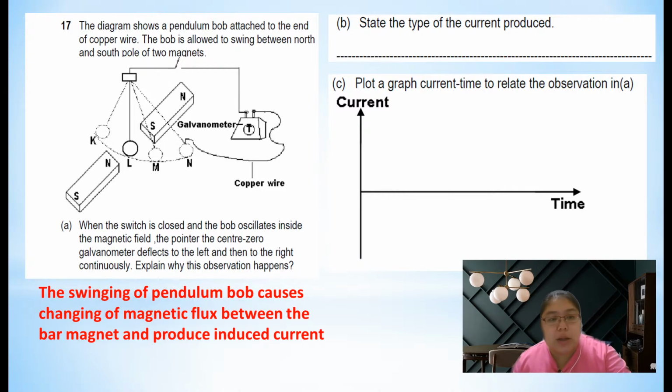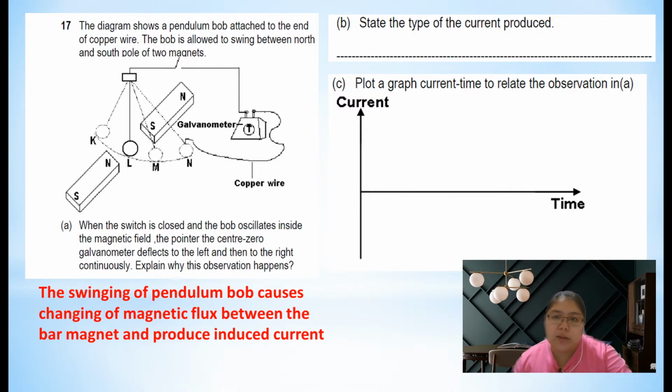So that means when the bob cuts the flux, after that, they produce the induced current. Then the induced current from the bob goes through to the galvanometer. So that means now the galvanometer can deflect. Deflected means they got induced current. Okay, now we go to B.